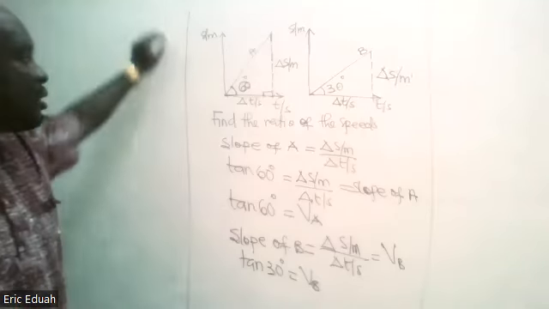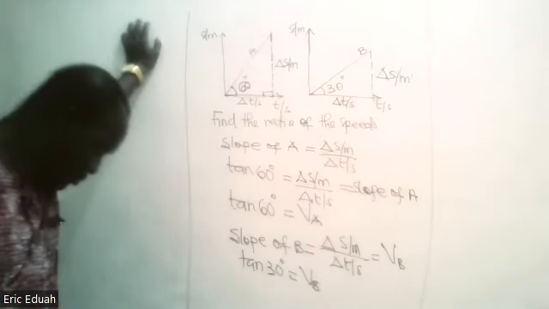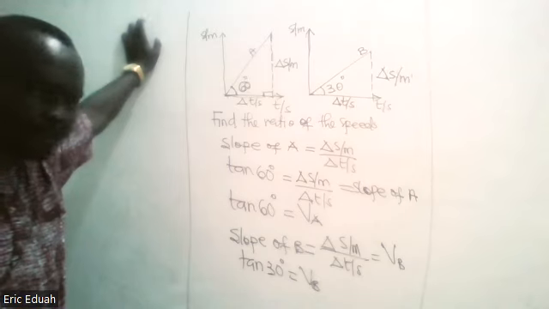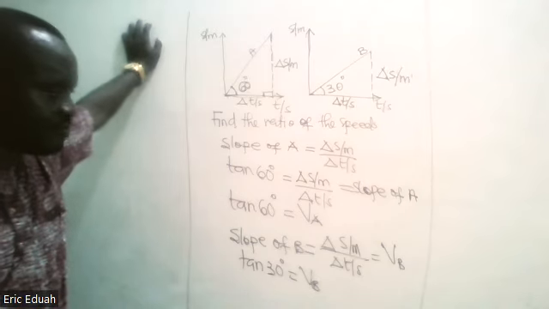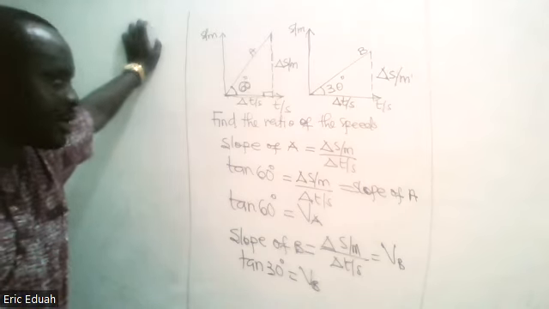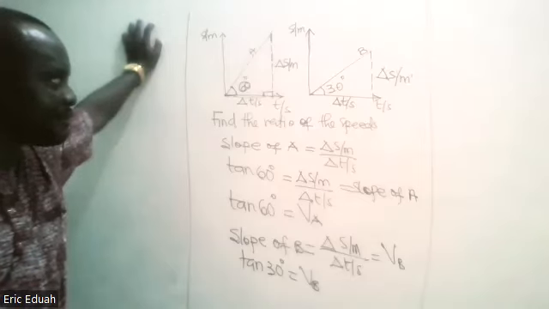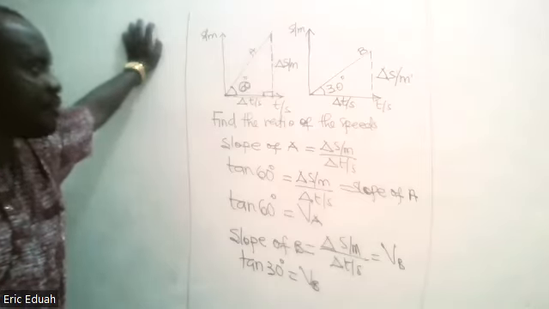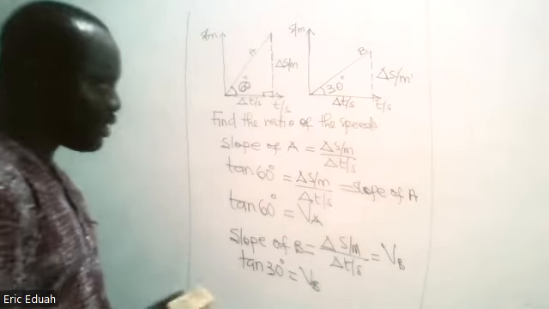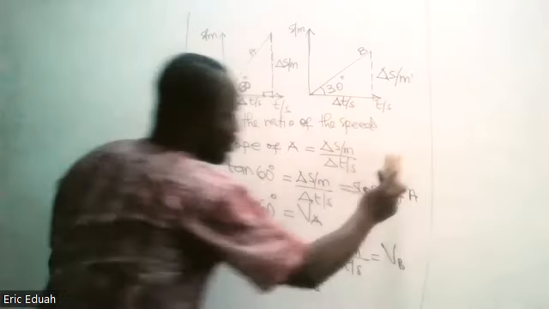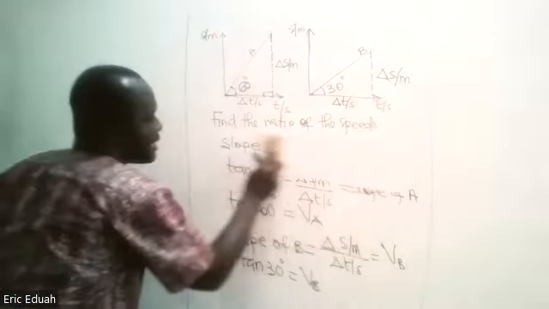Florence, your hand is up. Mr. Adrian, I don't get it. You don't get what? Can you go over it again? Okay, so let's go over it. So let's assume nothing exists.